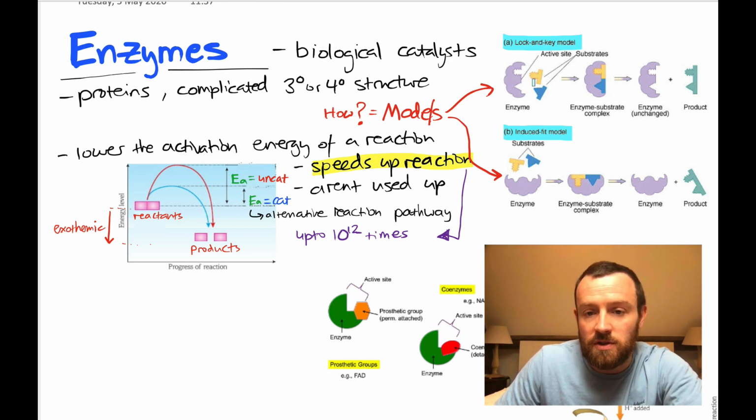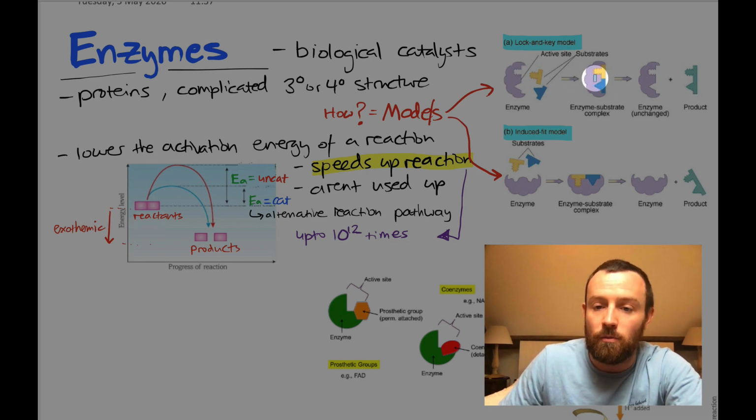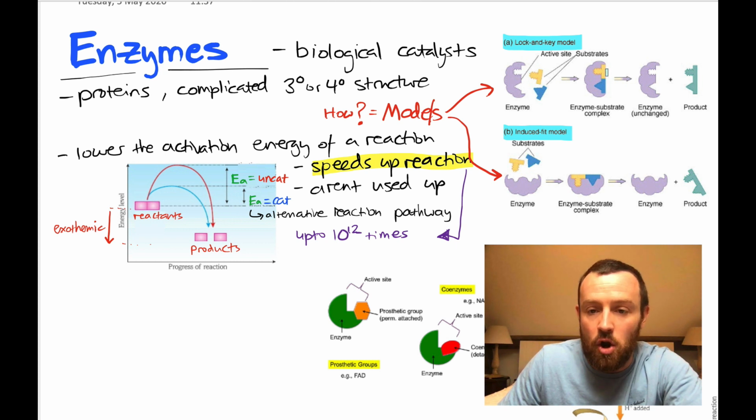So we've got two substrates here going into the active site of the enzyme, which is here. Then they temporarily form the enzyme substrate complex, where the substrates are kind of bound to the enzyme. And that's a very short-lived state. The enzyme is unchanged, and the product is then released.